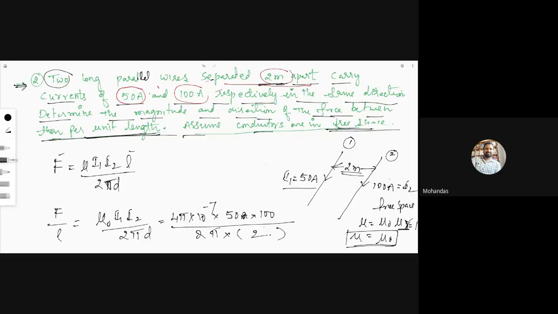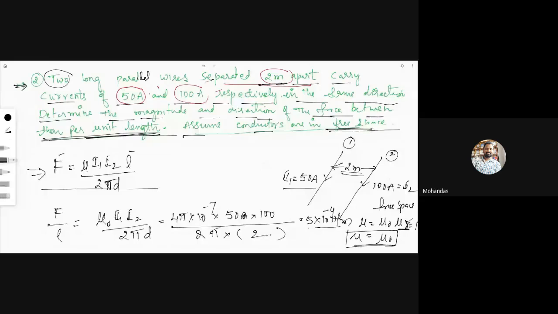Please use the calculators and tell me the answer. Five into 10 power minus 4 Newton per meter. Very good, Newton per meter. All of you got the same answers? Yes, sir.